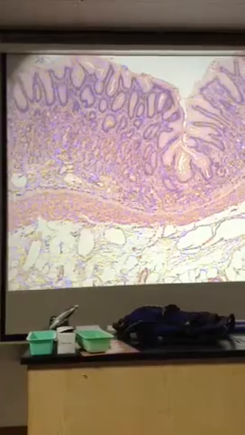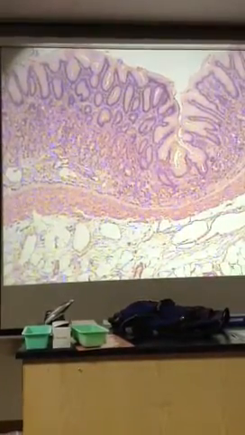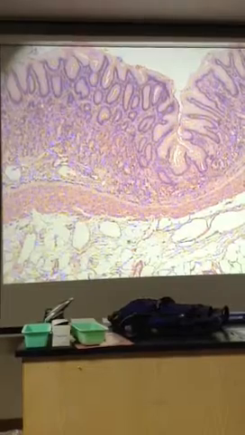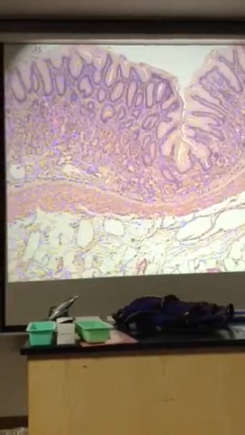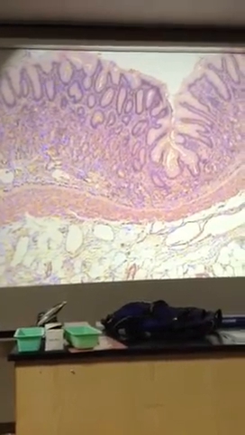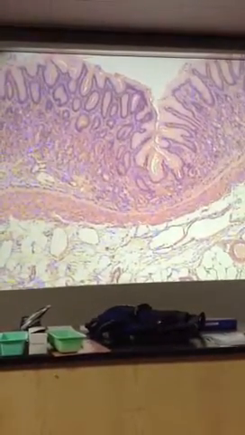Where's the areolar tissue? The areolar tissue is not so much in the stomach because of the gastric glands, but the areolar tissue is going to be surrounding the gastric glands. But since there are so many gastric glands, there's not so much areolar tissue as you see in some of the other organs.